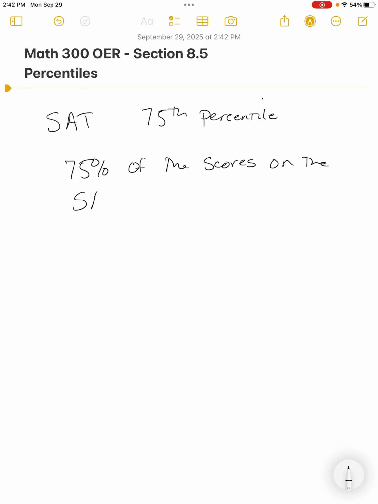on the SAT exam were less than my score. So that's pretty good, right? I did better than 75% of the people that took that course. Only 25% scored above me, so I did really well. Obviously, the higher the percentage, the better that we did.